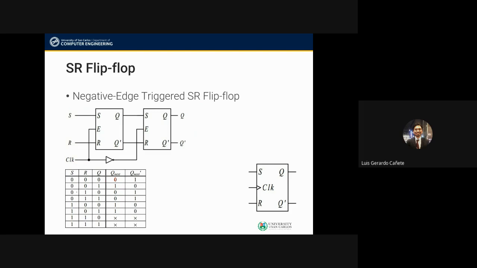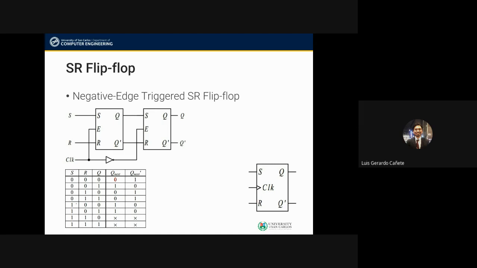When S is 0, R is 1, and Q is equal to 0, we should be forcing the value of Q to go to 0. And we can see that, let me highlight this, 0, 1, and notice here that in both cases, 0 goes to 0, 1 goes to 0. So we are forcing it to go to 0, regardless of the value of Q.